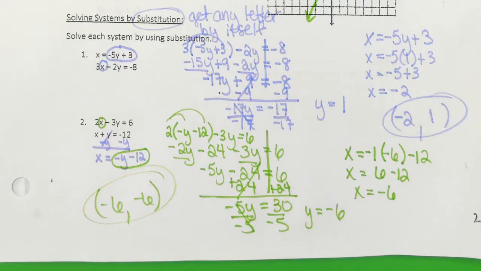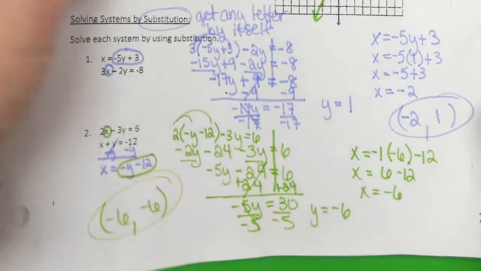So if you were to graph those, what's happening at negative 6 and negative 6? They're crossing right there. Come on, let's flip over. We got at least one more, if not 2 more, to try to get done. All right, here we go.